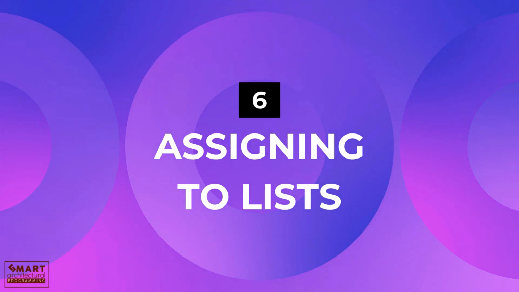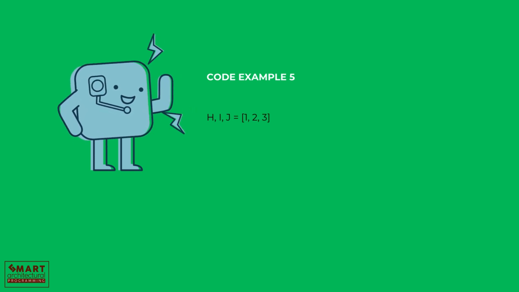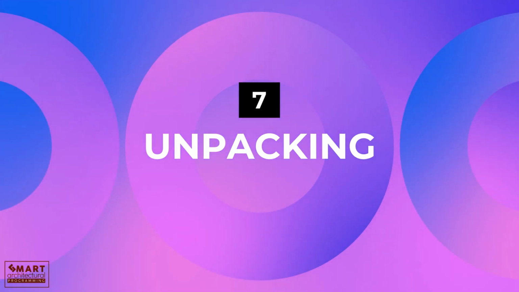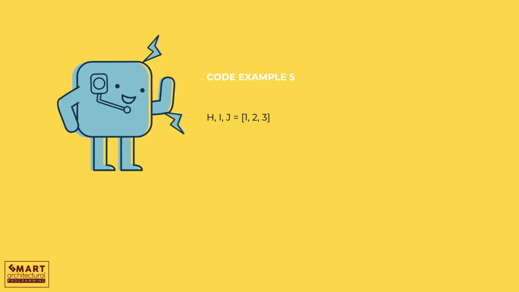Assignment can also be done with lists. This assigns each element of the list to a separate variable. Unpacking allows you to assign values from iterables to variables. K gets 4, while L becomes a list containing the rest of the values.